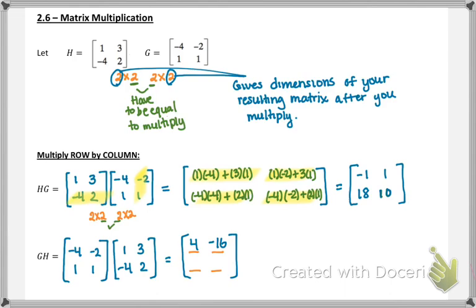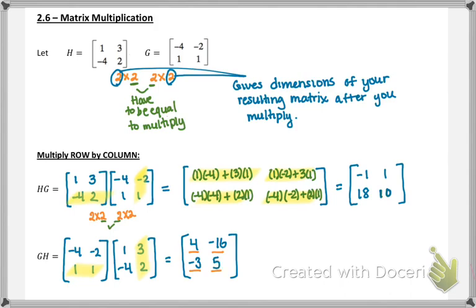Okay, and then moving on to the second row. Next entry is in the second row, first column. So we're going to multiply the second row by the first column. 1 times 1 is 1. 1 times negative 4 is negative 4. 1 plus negative 4 is negative 3. So negative 3. And then last entry is in the second row, second column. So we're going to multiply the second row by the second column. 1 times 3 is 3, plus 2 is 5. Okay, and here is your matrix.